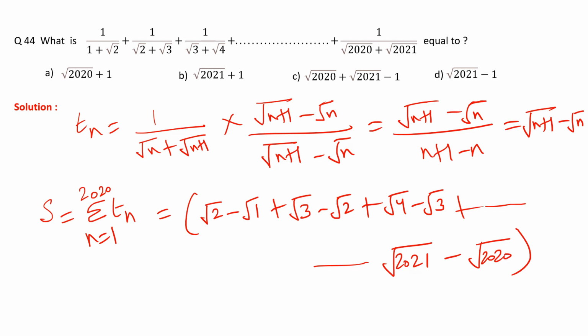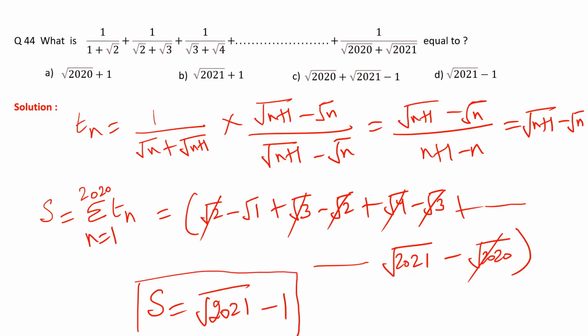Now clearly you can see terms like square root of 2, square root of 3, square root of 4, all of them will cancel out, and similarly this square root of 2020 will cancel out, and we will be just left with square root of 2021 minus 1. So hence D option is the correct one. Now we move to our next problem.